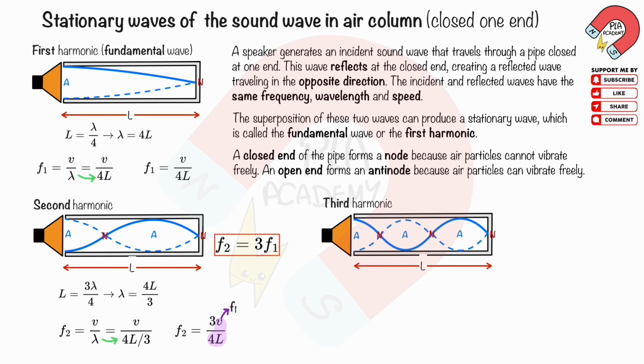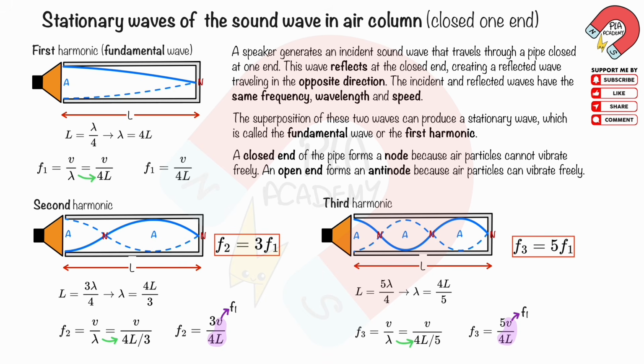The third harmonic has a 5/4 loop pattern, indicating that L equals 5/4 of a wavelength, so the wavelength equals 4L over 5. The third harmonic frequency f3 can be calculated by dividing the speed v by wavelength lambda. Substituting lambda equals 4L over 5, f3 equals 5v over 4L. And v over 4L equals f1. So f3 equals 5 times f1.